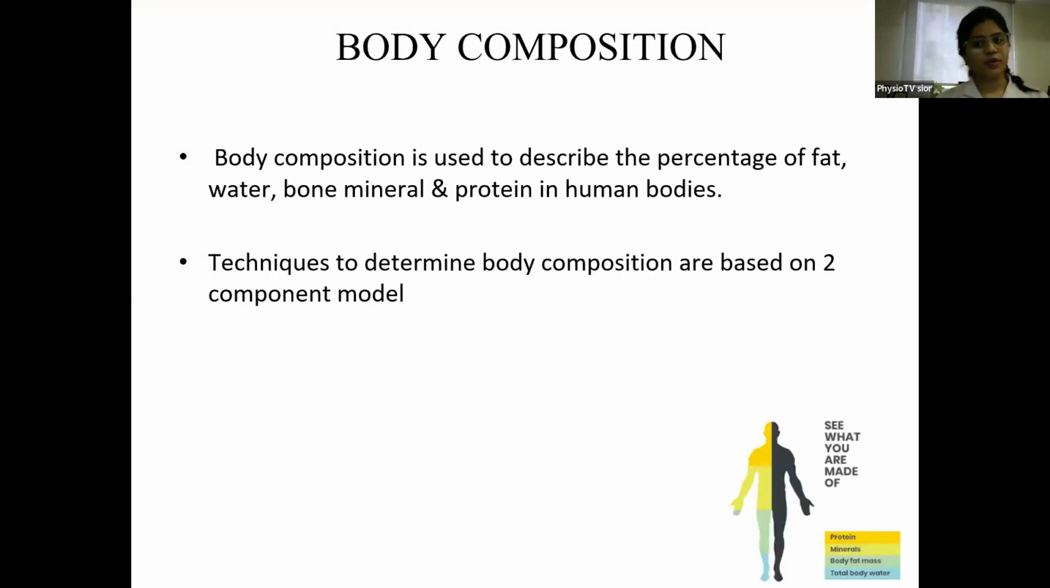So what is body composition? It is used to describe the percentage of fats, water, bone mineral, and protein content in a human body. And the techniques to determine body composition consist of a two-component model. Earlier it was a two-component model. Now it has been modified to a three-component model.